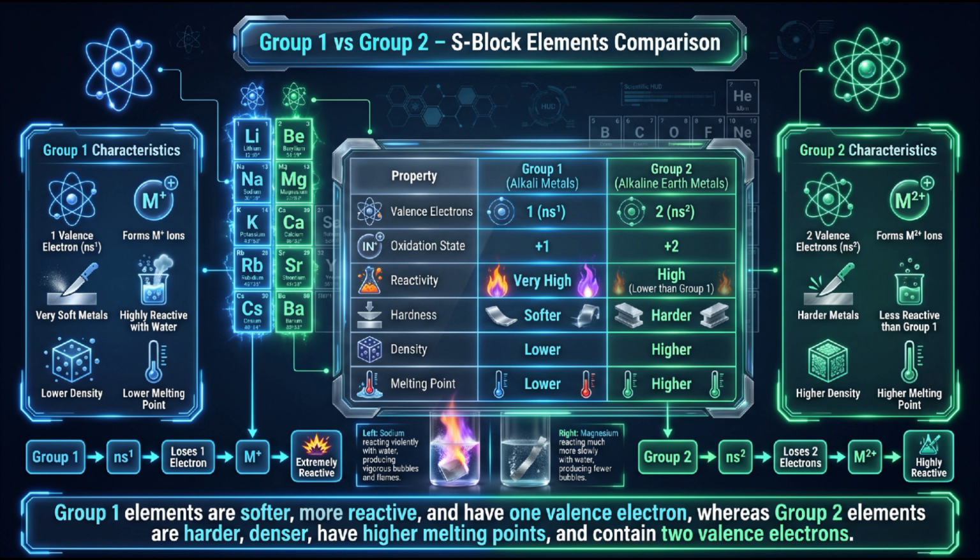Both exhibit strong metallic character and act as reducing agents by donating electrons during chemical reactions. Furthermore, the reactivity of both groups increases down the group as atomic size increases and ionization energy decreases. The infographic also illustrates the underlying reason for these trends.